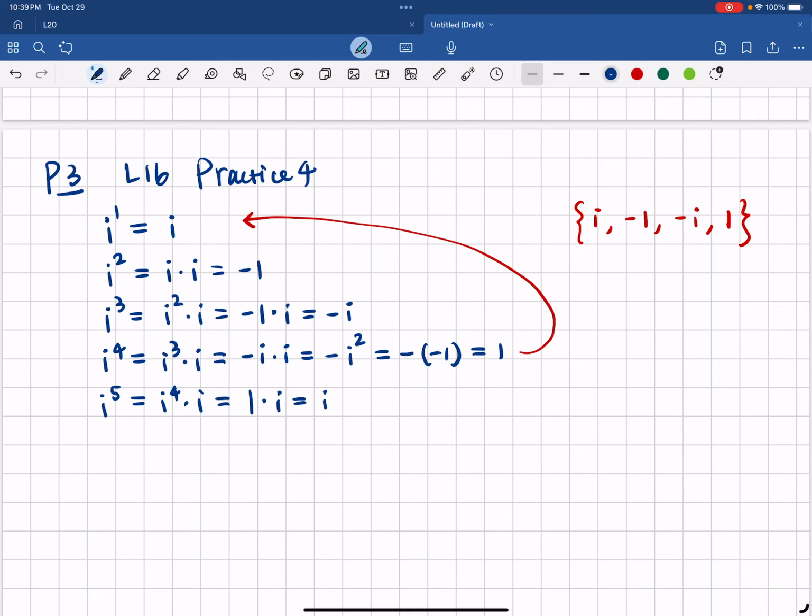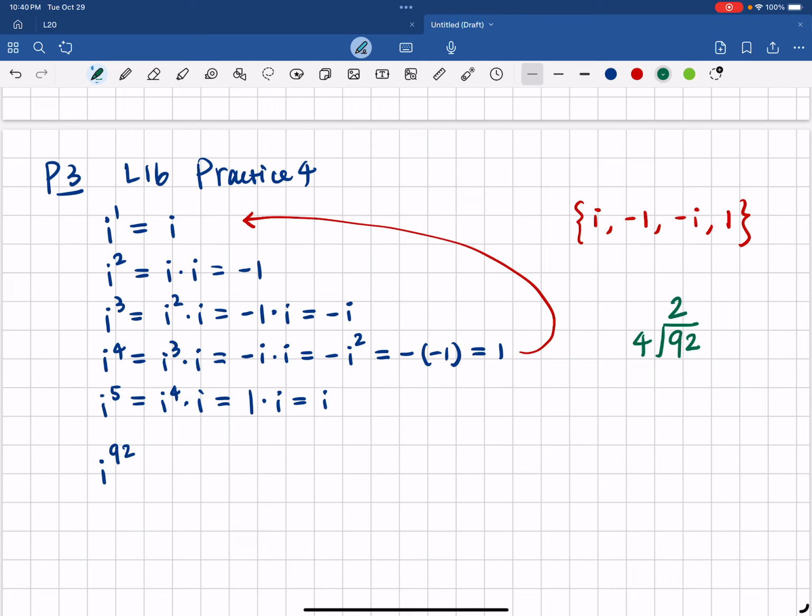So how do you use this to compute powers of i? The question wants us to calculate i to the 92nd power. So all you need to do is divide this exponent 92 by 4, because we have 4 different patterns for a cycle. So you're going to look at the remainder of this long division. The remainder will tell you which pattern you'll be looking at. So let's divide 92 by 4.